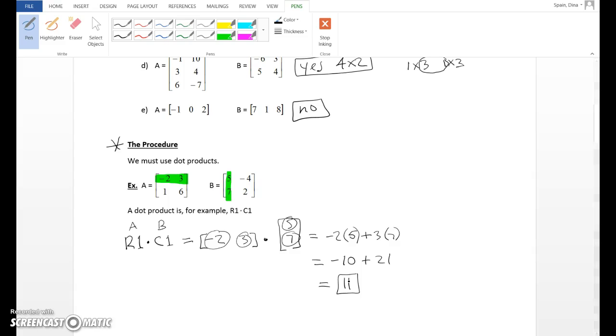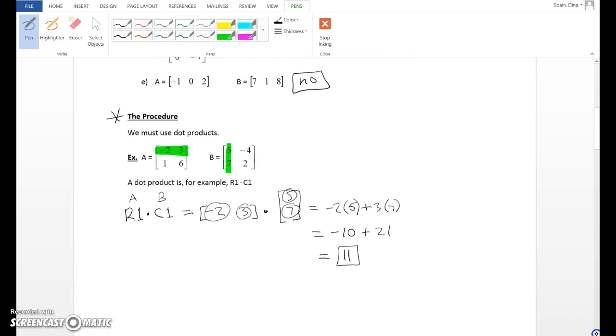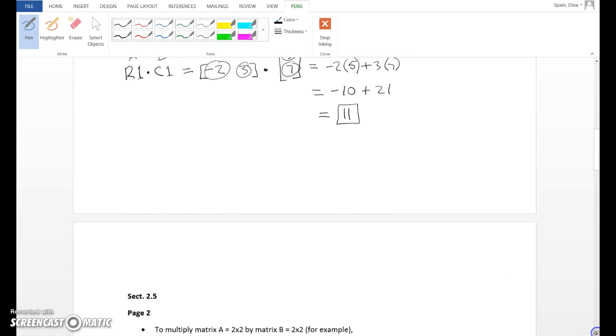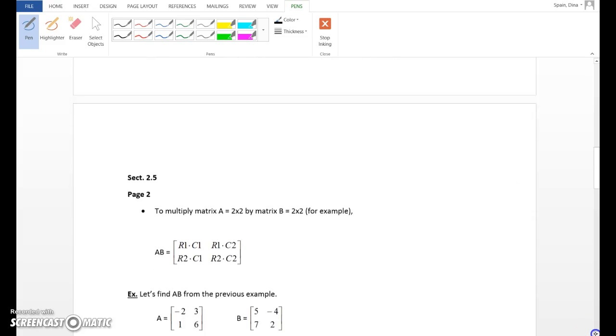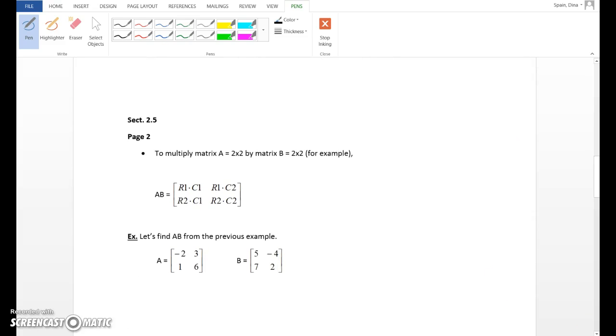So, let's scroll down. We're going to do this quite a bit, so I'm not going to write it out each time. I'll write it out this first time because we're just learning these dot products. This says, to multiply matrix A, which is a 2 by 2, by another 2 by 2, for example. Again, you could expand this to 3 by 3s, or any size, as long as you can multiply them together. Let's look at 2 by 2s. The product matrix is going to look like this. It is a matrix of dot products.